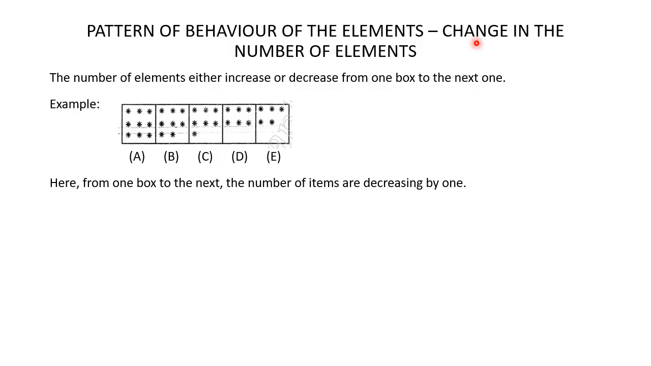Let's now learn about change in the number of elements, which is another pattern of behavior of the elements. Here the number of elements either increase or decrease from one box to the next one. Now look at this example. Here from one box to the next, the number of items are decreasing by 1.